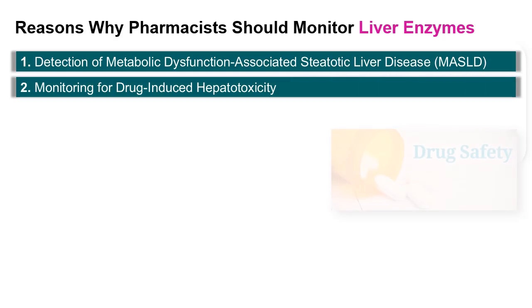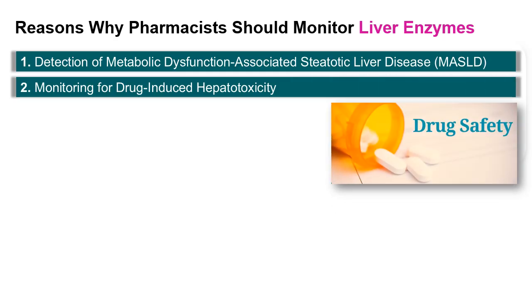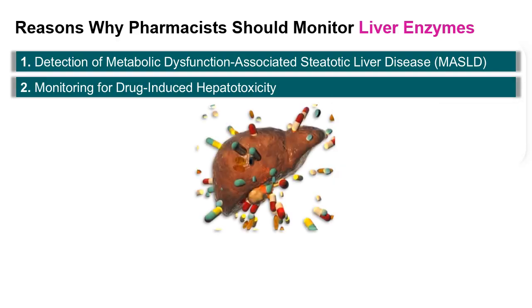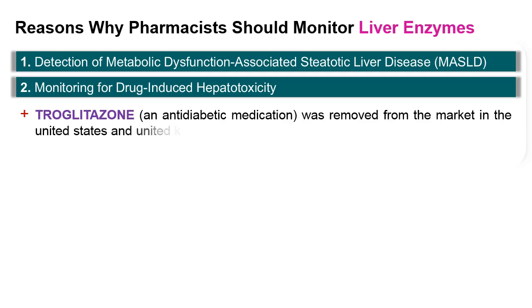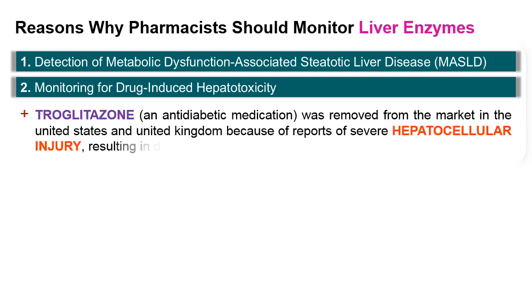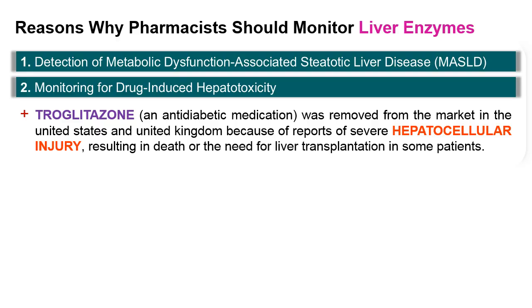To ensure safe pharmacotherapy, pharmacists should review liver function tests before and during therapy. Some anti-diabetic medications can affect liver function. For example, troglitazone, an anti-diabetic medication, was removed from the market in the United States and United Kingdom because of reports of severe hepatocellular injury, resulting in death or the need for liver transplantation in some patients.